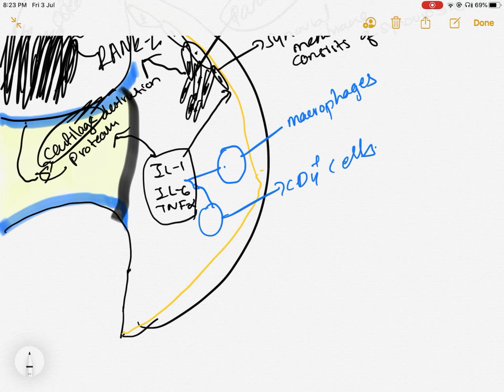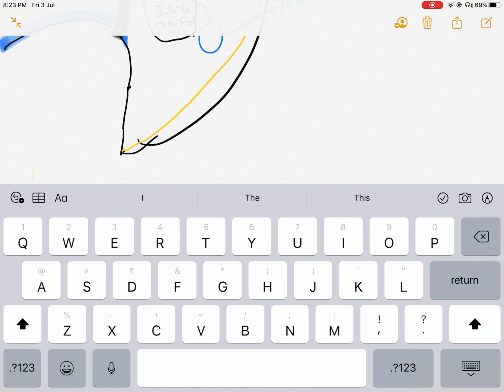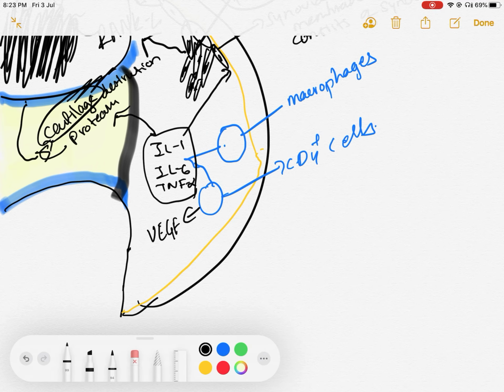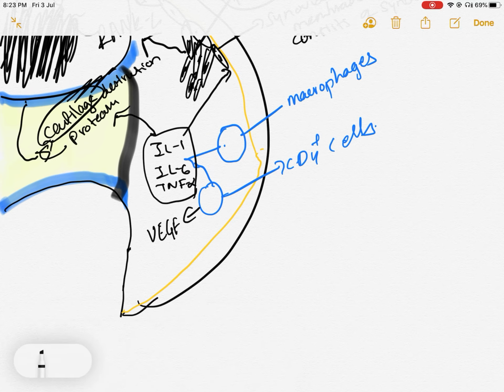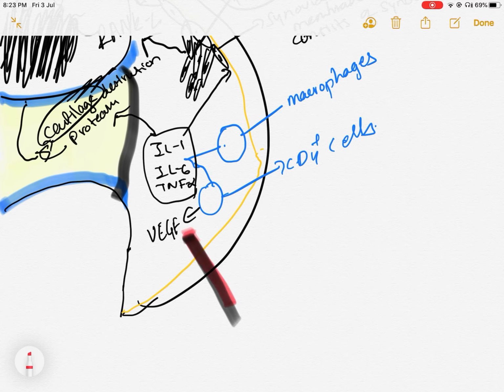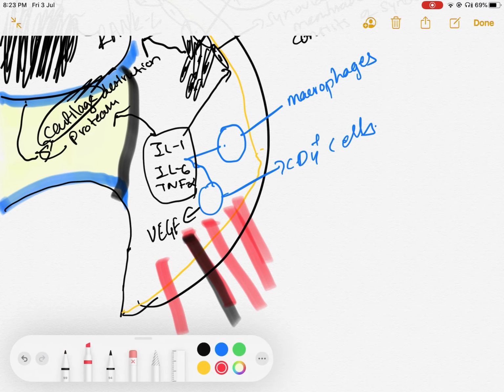The next thing the CD4 cells do is that CD4 cells also express VEGF. Expression of VEGF results in new blood vessel formation inside the joint, which in turn results in increased capillary permeability and exudation into the joint, resulting in joint inflammation.